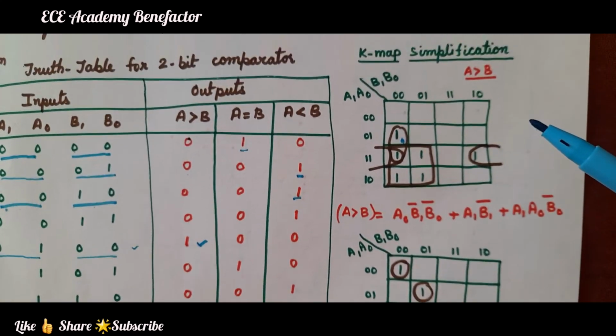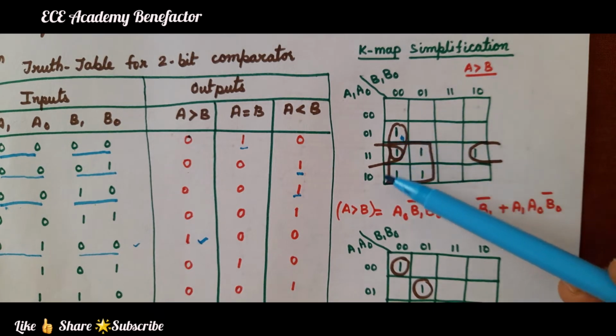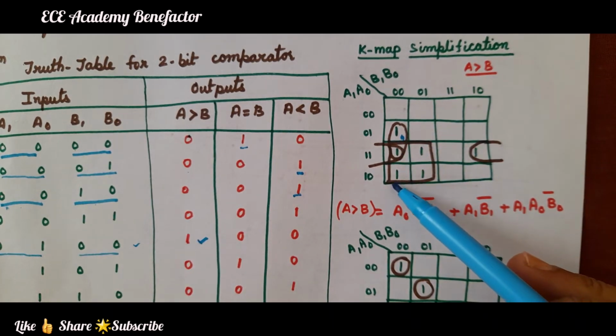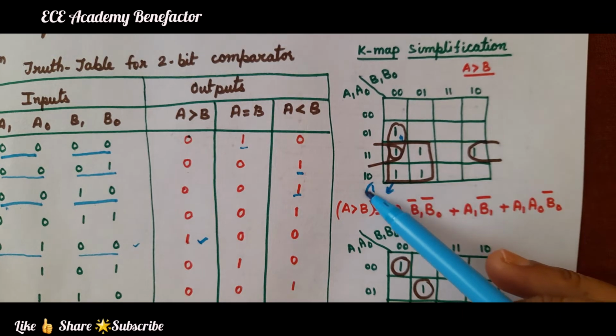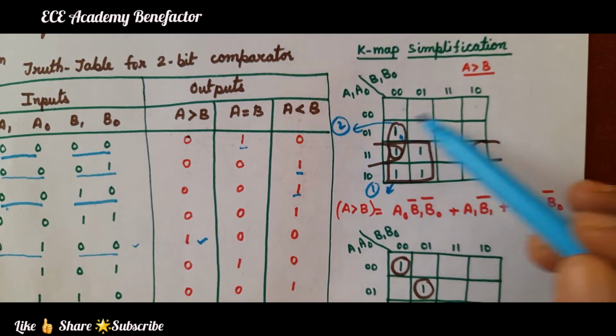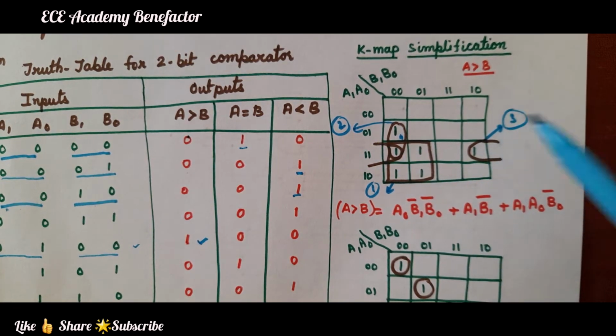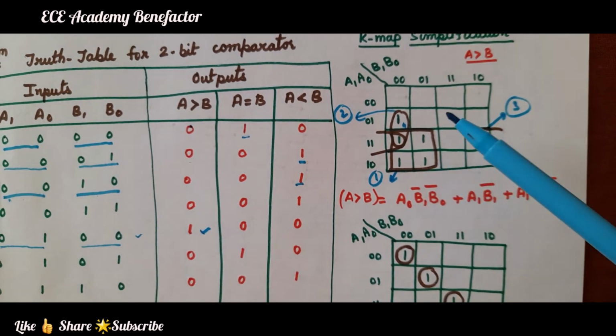So for A greater than B, we have filled ones in this K-map and done the grouping. We are having one quad, a second one which is a pair, and here is one overlapping pair. So we are having 3 terms here.